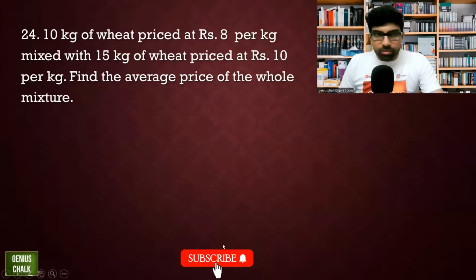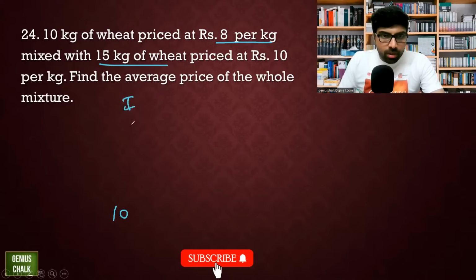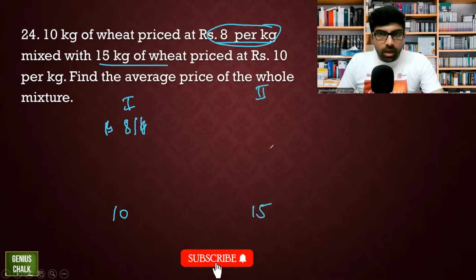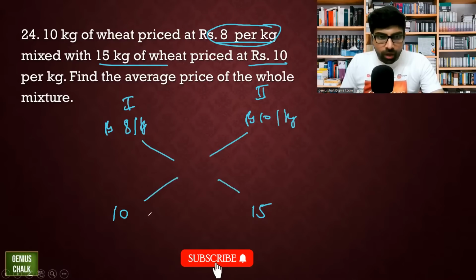Next one: 10 kg wheat priced at 8 rupees per kg mixed with 15 kg at a price of 10. Let's see. 10 kg of first type wheat at 8 per kg. This per kg is always written here. This is rupees 8 per kg. Second, 15 kg at 10 rupees per kg. Now, overall, we need to find, let's find the ratio first. It is 2:3. The ratio of the quantities is coming out to be 2:3.